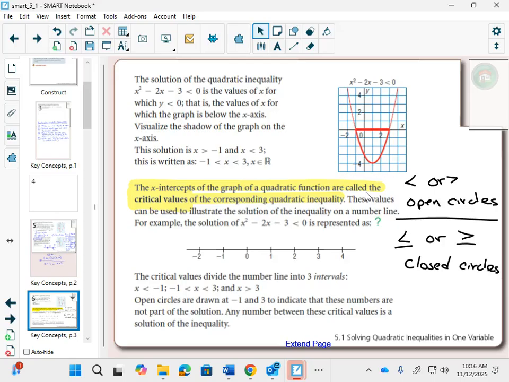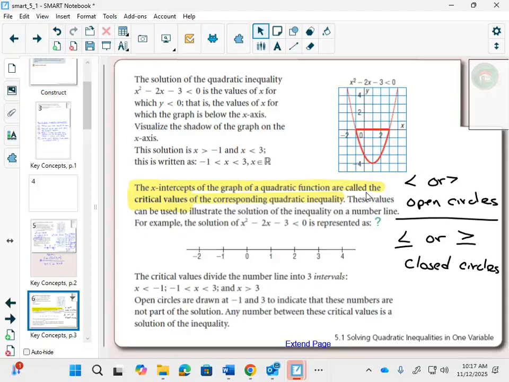So I'd like you to highlight this. We call the x-intercepts of the graph the critical values of the quadratic inequality. Like, I feel like, make up your mind. Sometimes they say x-intercepts, sometimes they say zeros, sometimes they've said roots, sometimes they've said solutions, and now for inequalities we're going to create a new word, critical values. All of these things mean the same.